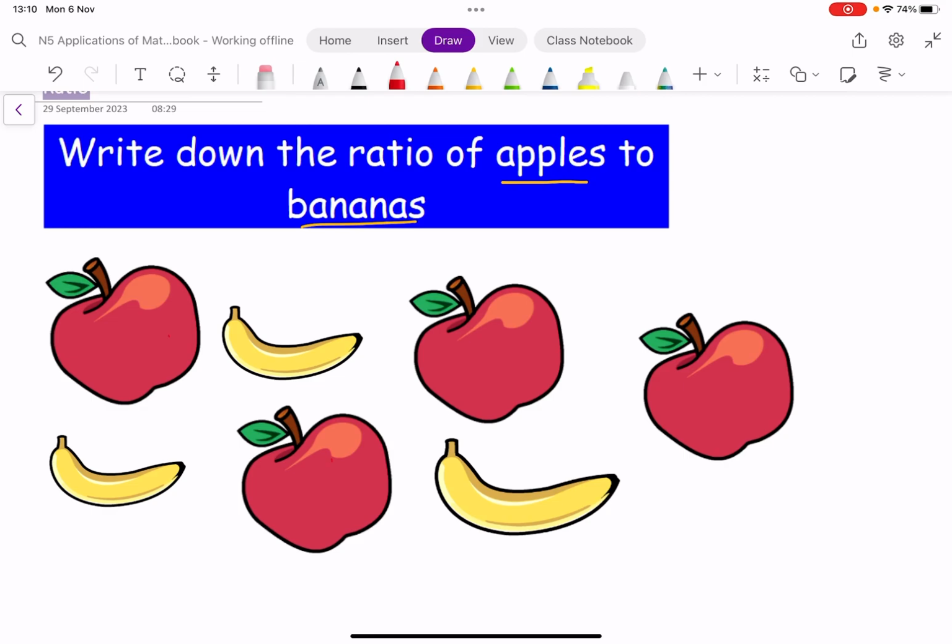So we've got 1, 2, 3, 4 apples and 1, 2, 3 bananas. So the ratio is 4 to 3. So we use a kind of colon in between and it's read as 4 to 3.